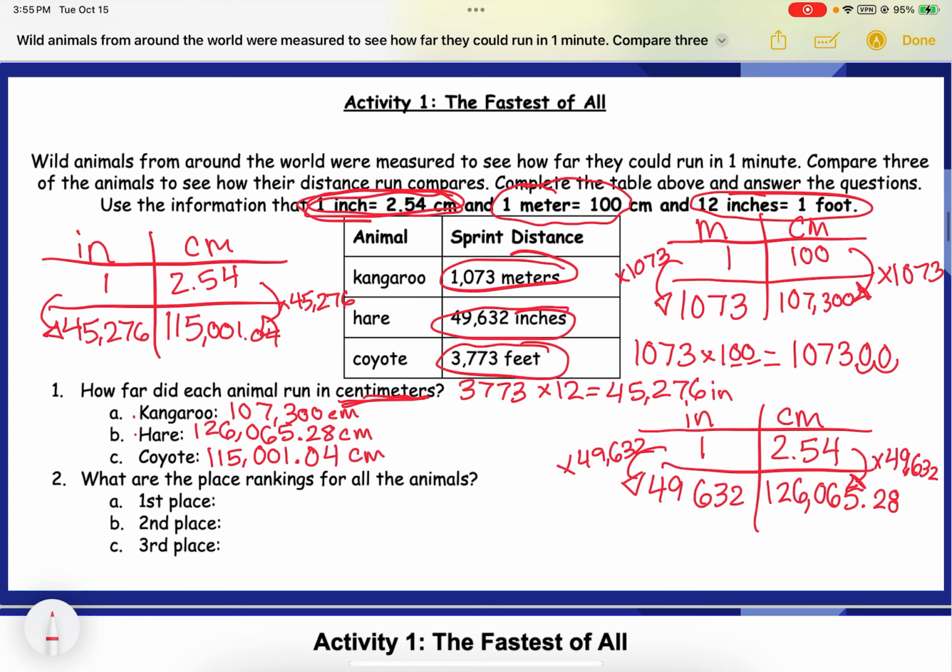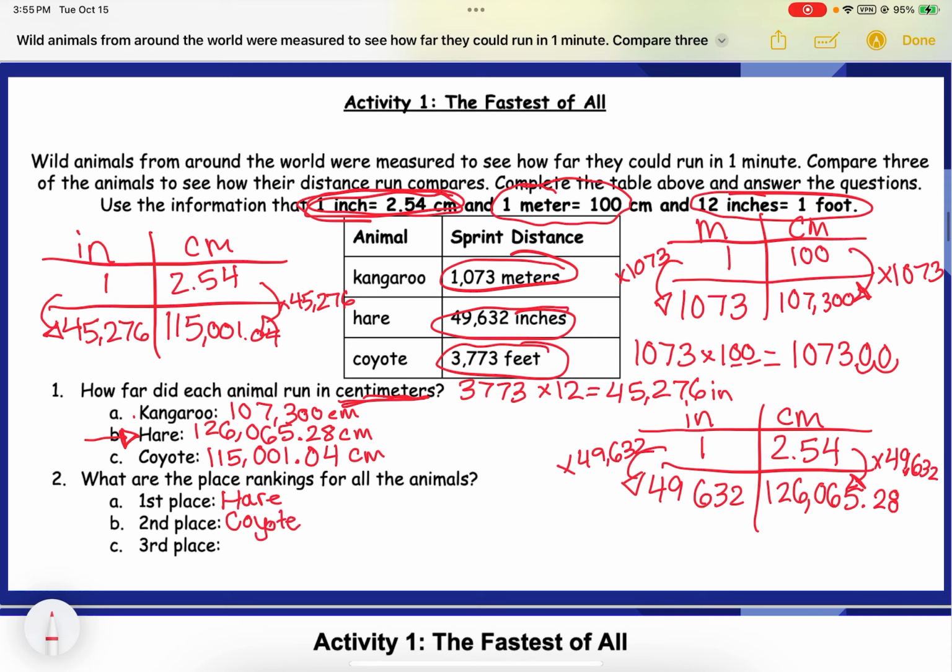So now that they're all the same unit, we can place the rankings. Say which one would be first, second, and third. The one that went the farthest is going to be first, meaning the fastest. So apparently the hare got first place in this race. Who knows if this is accurate. And then second place, the one that went the next biggest distance: 115,000 is bigger than 107,000. So then we have the coyote.